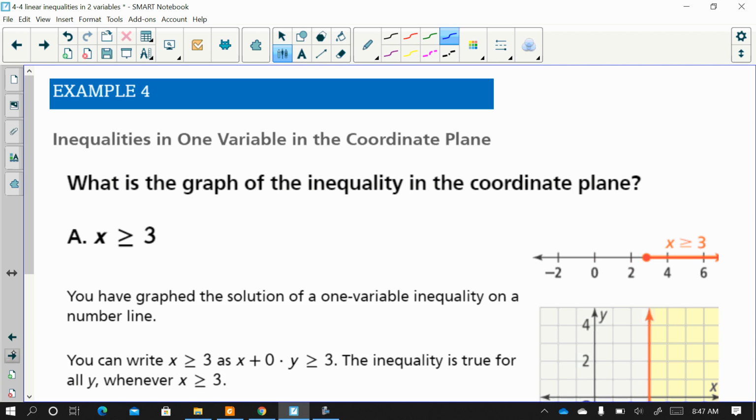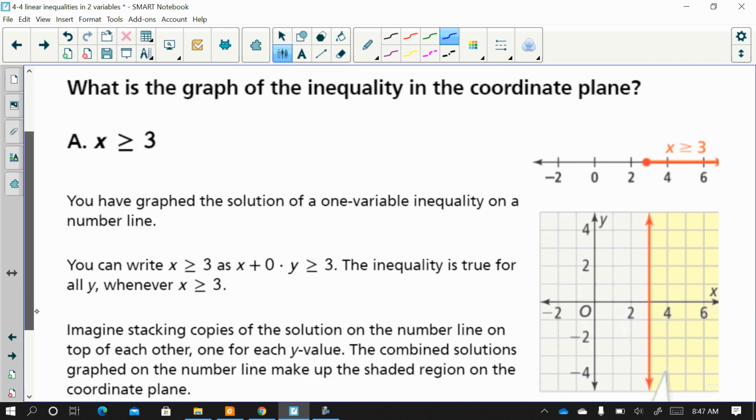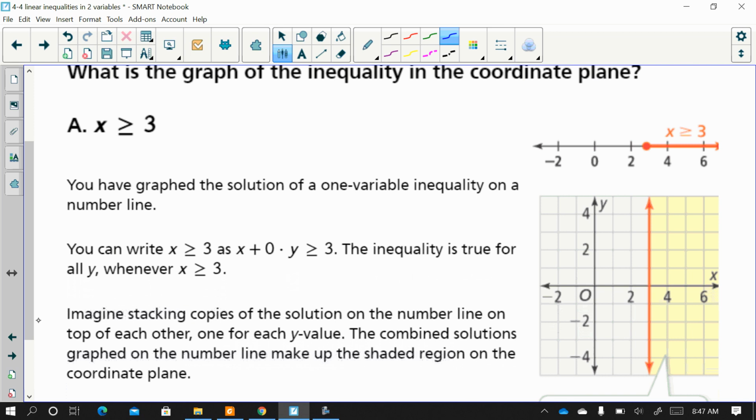Okay, so now let's look at a couple special lines. We have seen Hoy and Vux lines before. So what happens if we turn them into inequalities? Well, we know what the solution of a one variable inequality looks like on a number line. X is greater than or equal to 3. That's a solid line, and the arrow goes to the right, just like you see right here.